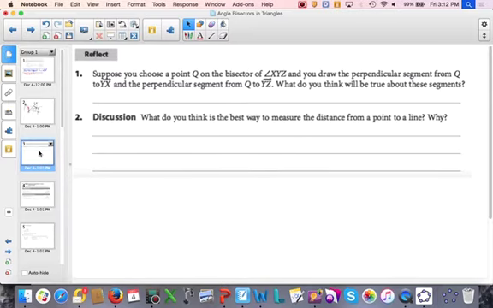So suppose I choose a point Q on the bisector of angle XYZ, and I draw the perpendicular segment from Q to YX and the perpendicular segment from Q to YZ. What do I think will be true about these segments? They will be congruent.